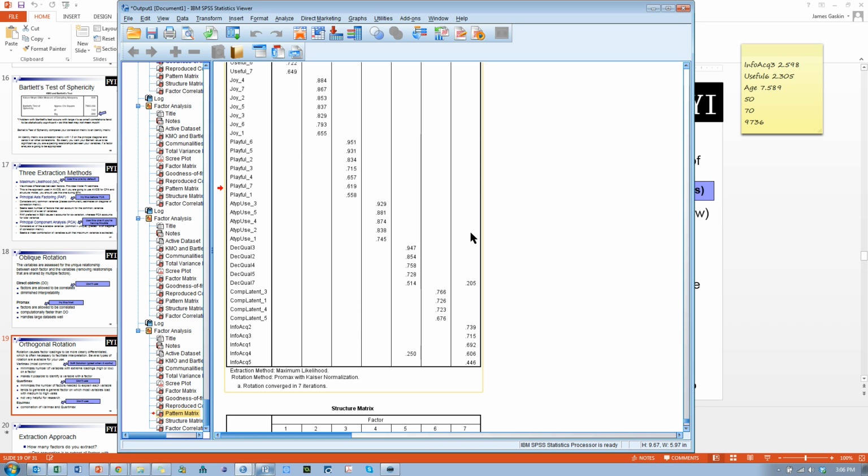Can we keep an item if it is loading 1.04 or 1.05? Oh, extreme loadings? Okay, if you're having extreme loadings, like 1 point whatever, use Varimax rotation. Yeah, use Varimax, and that'll fix it. It suppresses it a little bit.